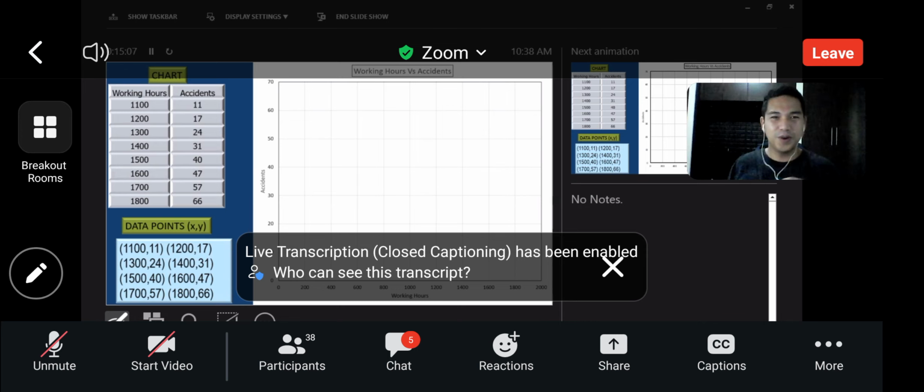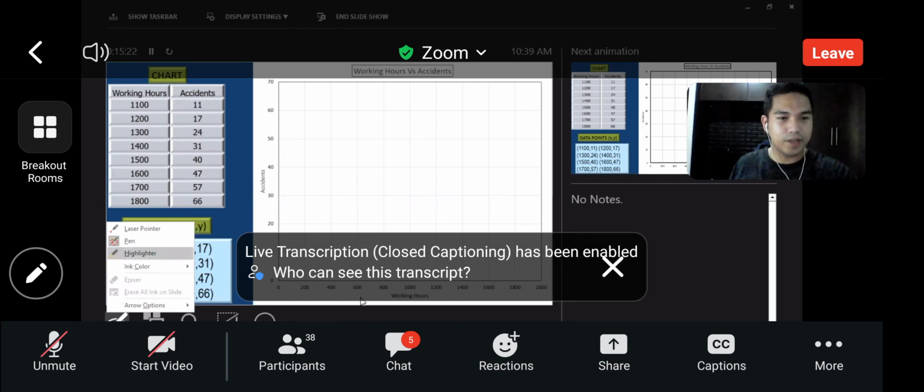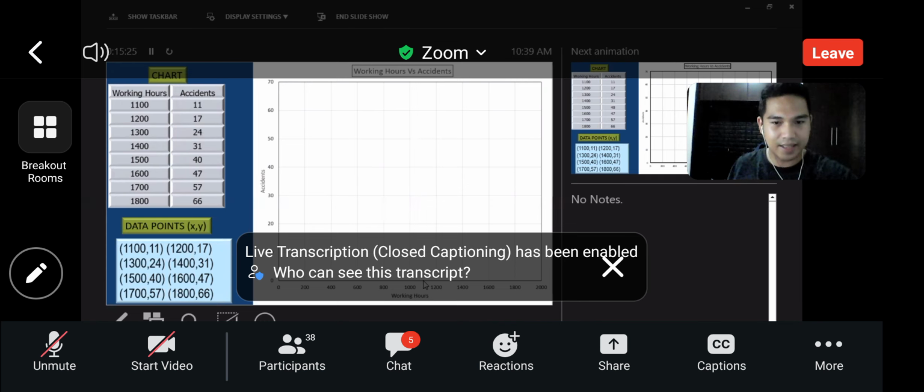So this is our graph. Let's graph it first using the data points. Our X is 1,100, then our Y is 11 accidents. So when we plot it, 1,100 is usually here, let me write it first. So we have plotted the first point, second, third, fourth, fifth, sixth, seventh. Then we will make our trend line.